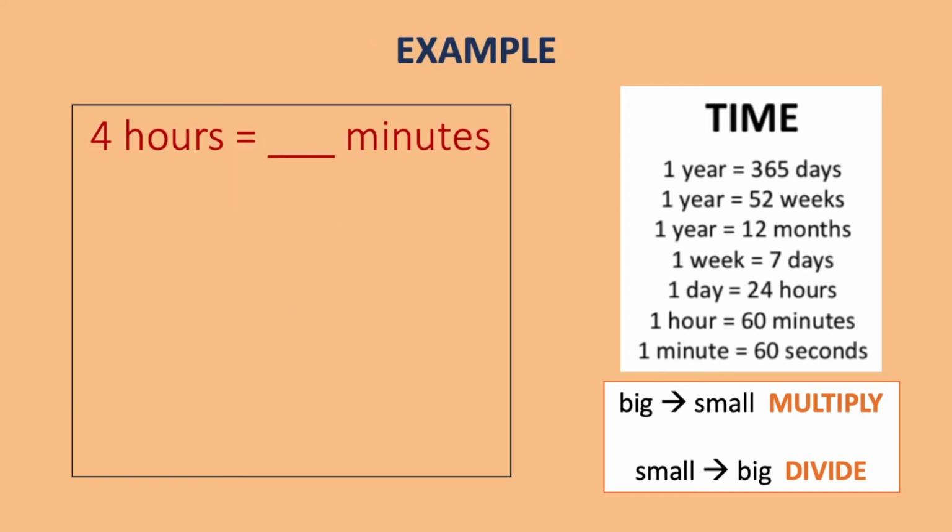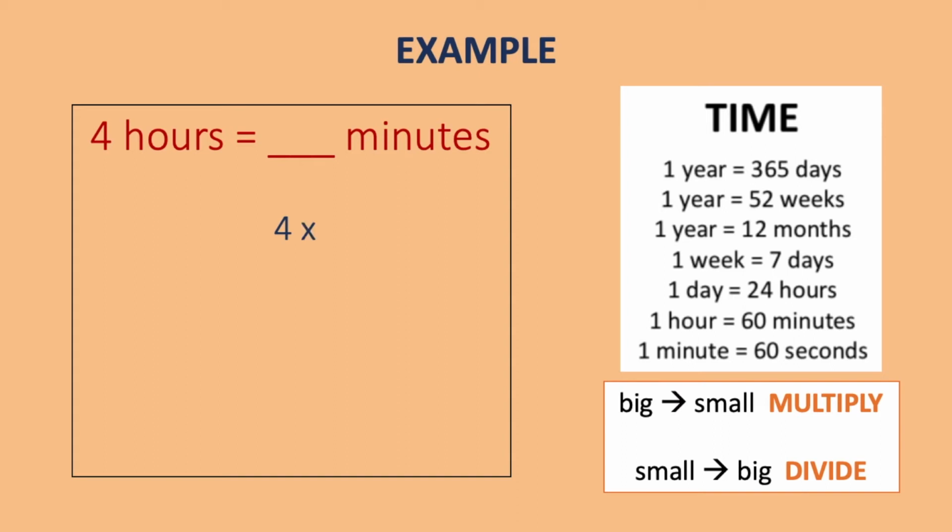So for an example, we have 4 hours, and we're trying to figure out how many minutes are in the 4 hours. What we're going to do is start with the number that they give us, which is 4. And then we're going to look at our units. We're going from hours to minutes, and hours are bigger than minutes. So we're going from a big unit of measurement to a smaller unit of measurement, which means we're going to multiply by the conversion factor.